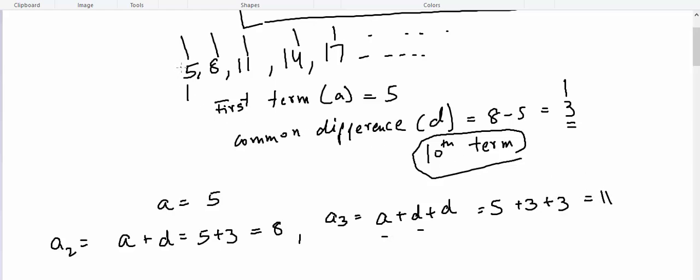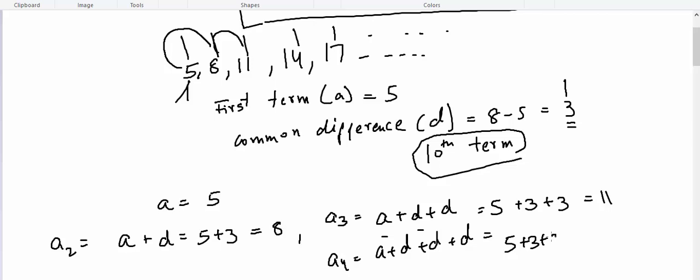And check that the second term is found by adding the common difference once to the first term, and if we add the common difference again we reach the third term. Similarly, the fourth term can be found by adding the common difference to the first term 3 times. So 5 plus 3 plus 3 plus 3 equal to 14.